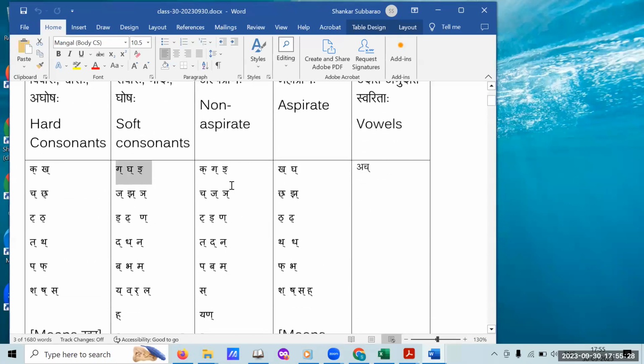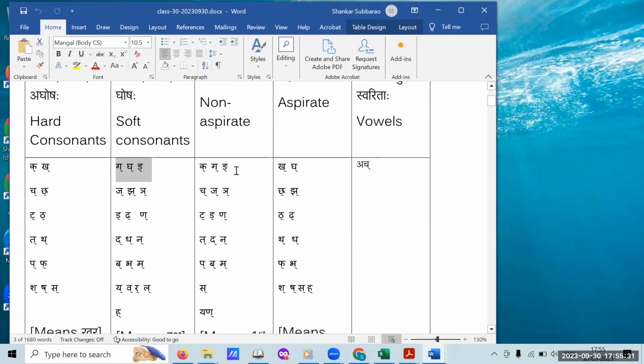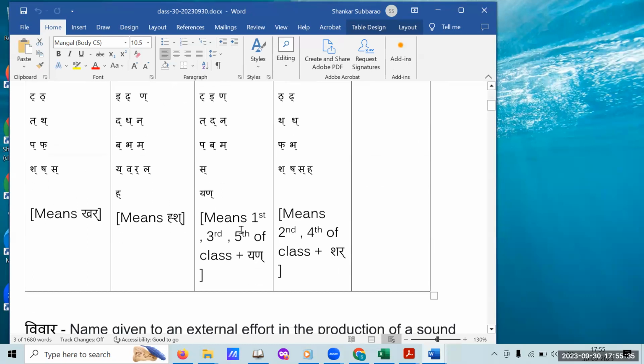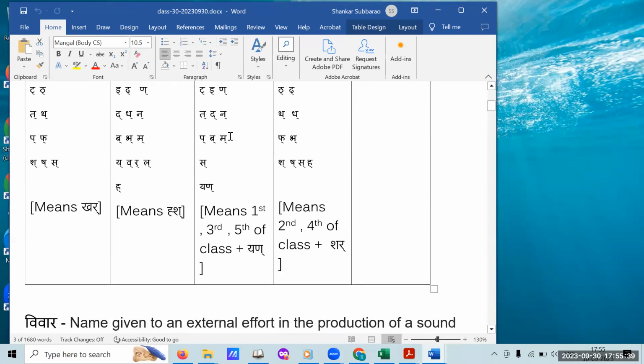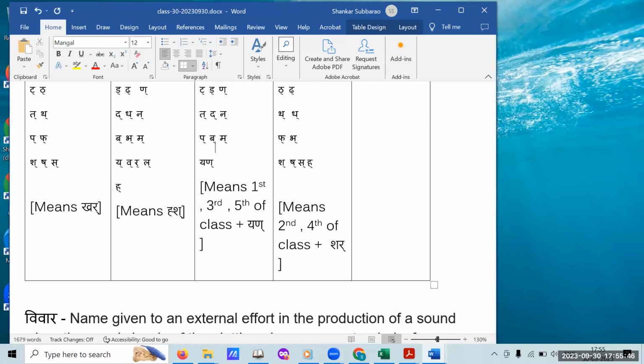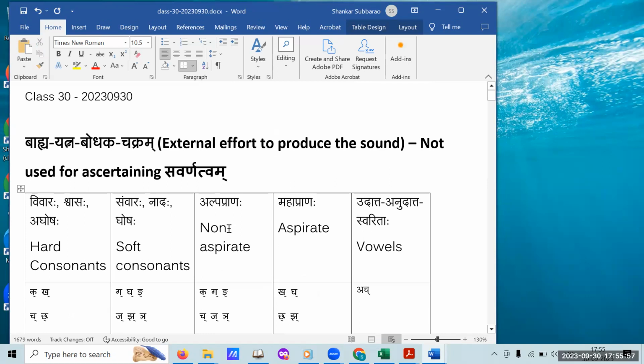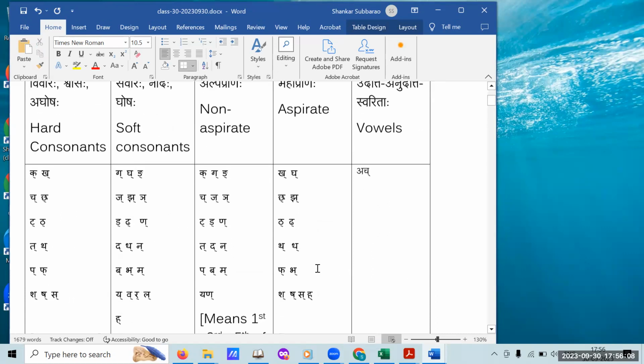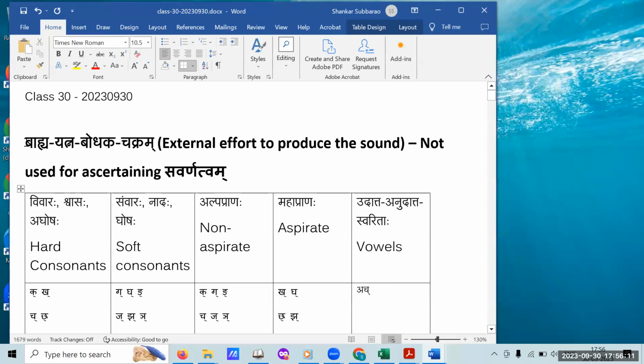And then we have Alpa Prana, which is very straightforward. First, third, and fifth of each class. This should not be here, this is wrong. So, pa, ba, ma, and yan. So first, third, and fifth of the class plus yan. This is Alpa Prana. Alpa Prana, I told you, is easy to appreciate. Wherever you breathe out less air is Alpa Prana. Where you breathe out more air, it is called Mahaprana. So these are the groupings of letters for what is called Bahya Prayatna, not Antar Prayatna, but Bahya Prayatna. This is clear, as clear as it gets.